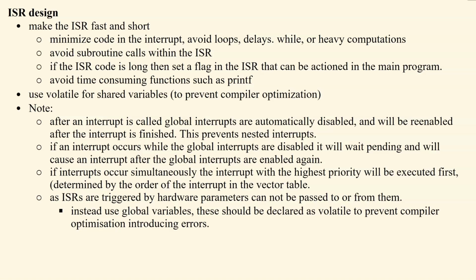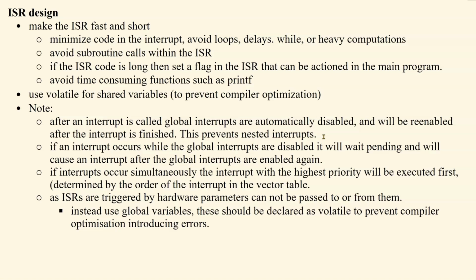and because you can't pass variables to or from the interrupt service routine, they must be global and they must be declared volatile. So note, when an interrupt occurs, the microcontroller will automatically disable the global interrupts, and they will be re-enabled after the interrupt is finished. So this is used to prevent nested interrupts. So if an interrupt occurs while the global interrupts are disabled, they're not lost. They will just wait pending, and when you re-enable the global interrupts, they will be actioned.